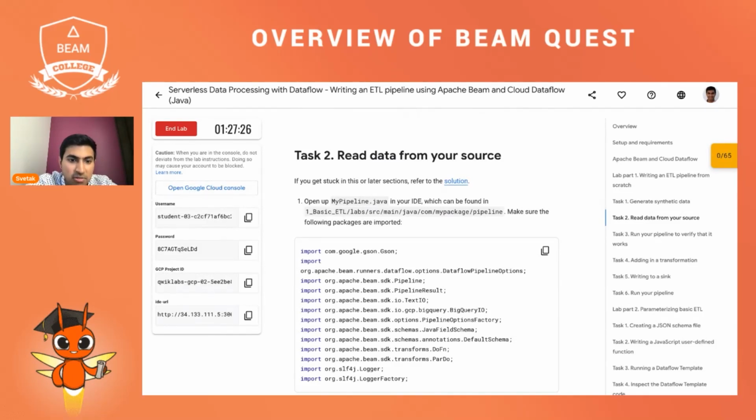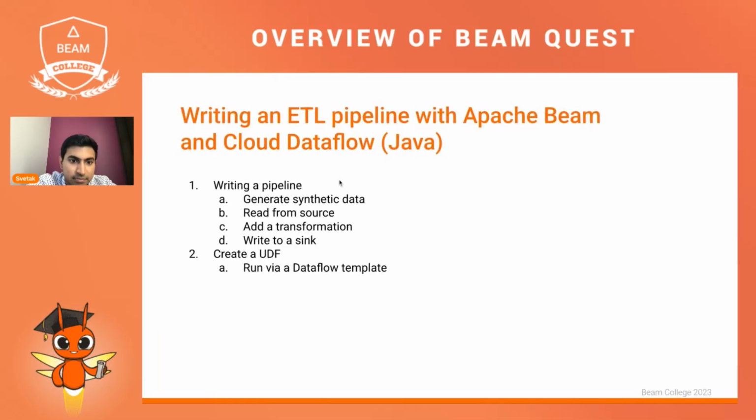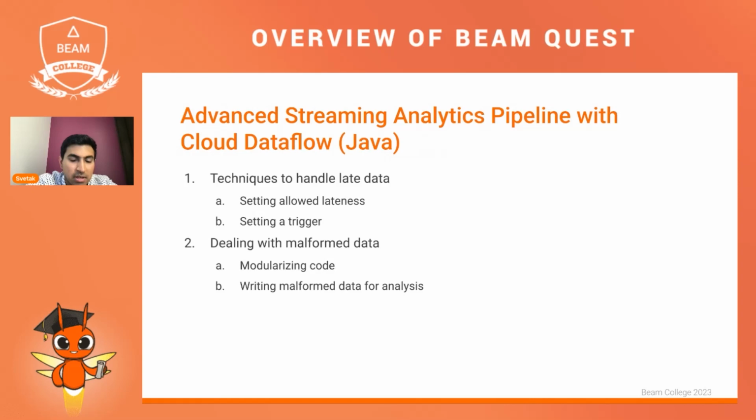Okay, now we can talk a little bit about the second lab. The second lab is going to be an advanced streaming analytics pipeline, running it on Cloud Dataflow. So this is going to delve a little deeper into the more advanced concepts. Things that we're going to be doing here, for example, are techniques to handle late data, so setting the allowed lateness, and then also setting a trigger.